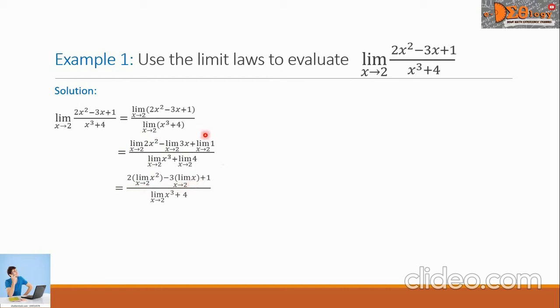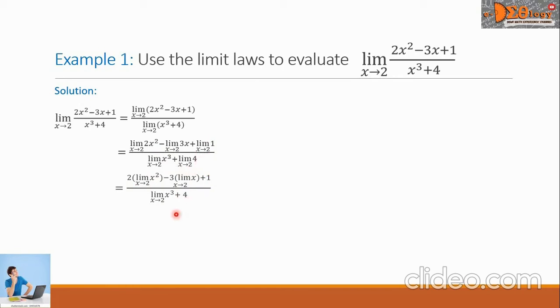Now, the limit of 1 as x approaches 2. This is the limit of a constant. The answer is a constant. While in the denominator, we will copy this expression down here, plus, let us evaluate the limit of 4 as x approaches 2. So we write that constant here.